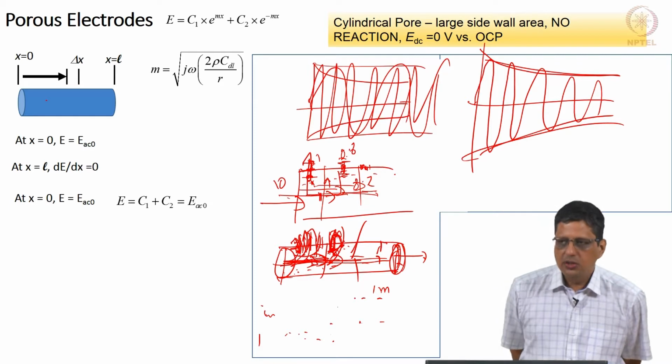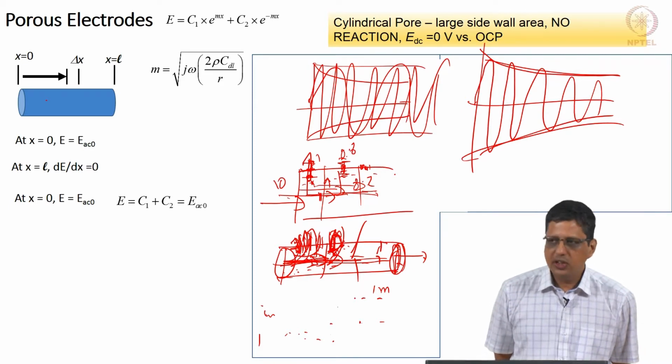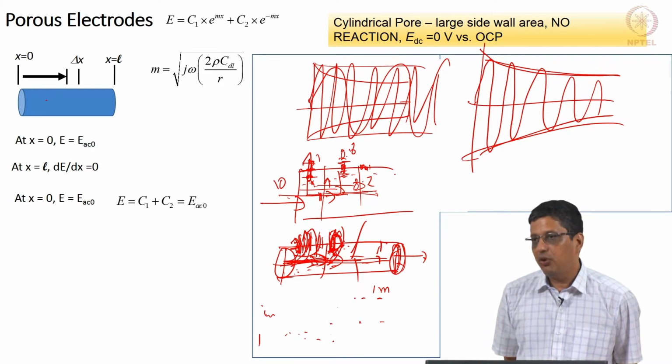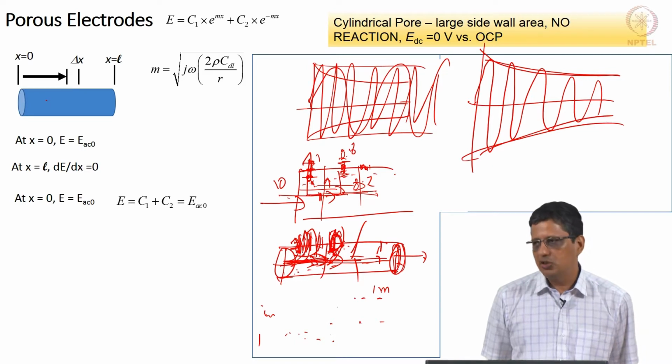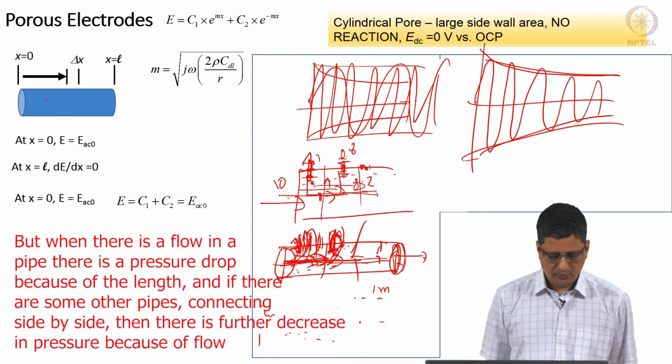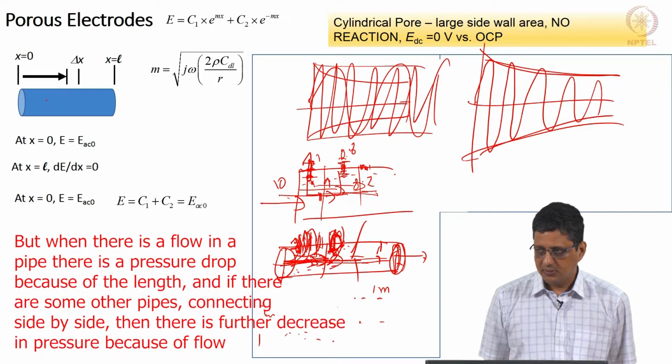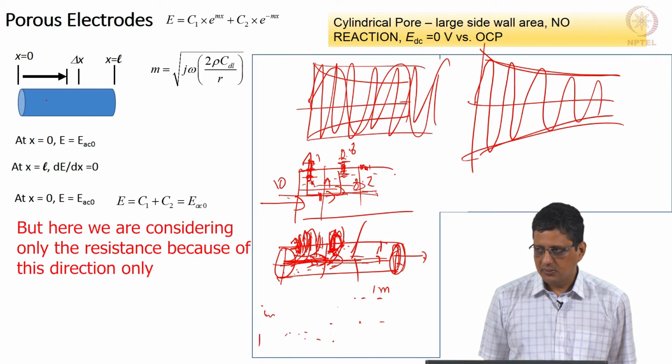Okay, at x equal to 0 the amplitude is maximum. Okay. At x equal to L it is blocked, therefore, d by dx is going to be 0, potential is not going to vary with distance. Sir, but when there is a flow in a pipe, there is a pressure drop because of the length, and if there are some other pipes connecting side by side, then there is a further decrease in the pressure drop because of flow. But here we are considering only the resistance because of this direction.